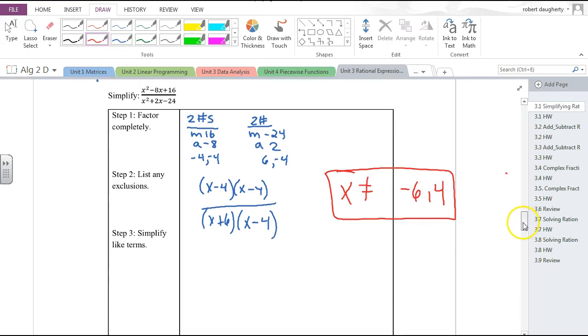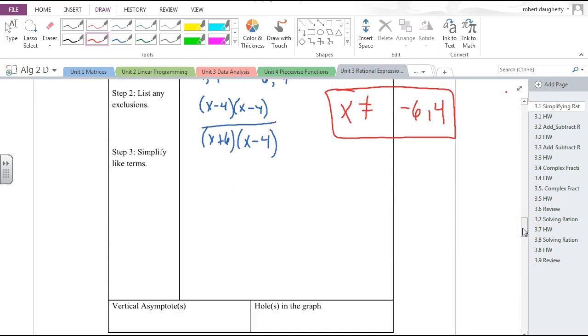Now I want to simplify like terms, okay? What is x minus 4 divided by x minus 4? That is 1, okay? So I'm left with what? x minus 4 over x plus 6. That is the simplification.